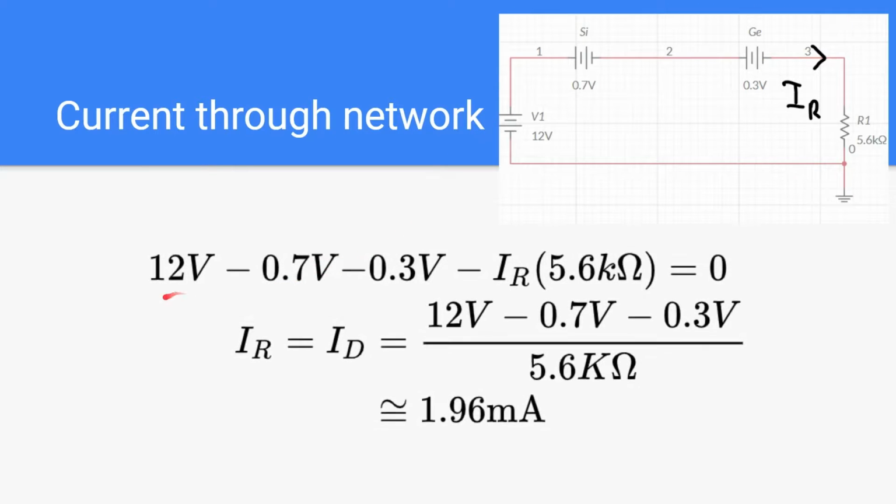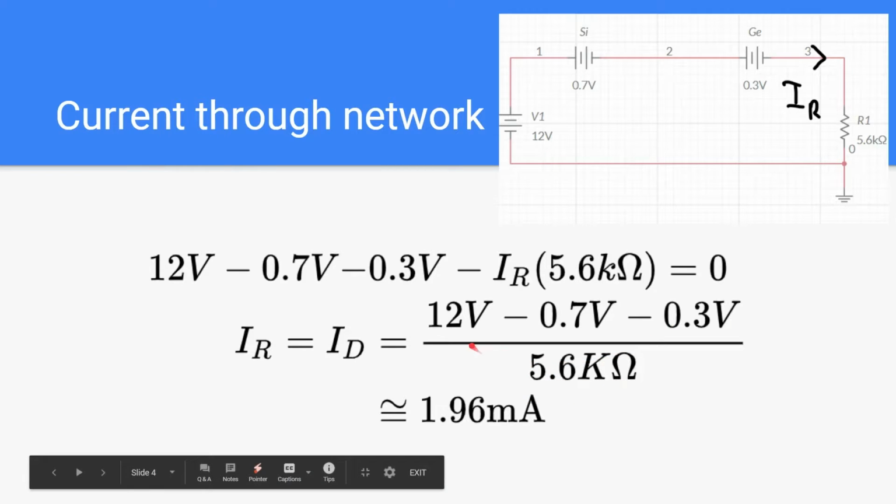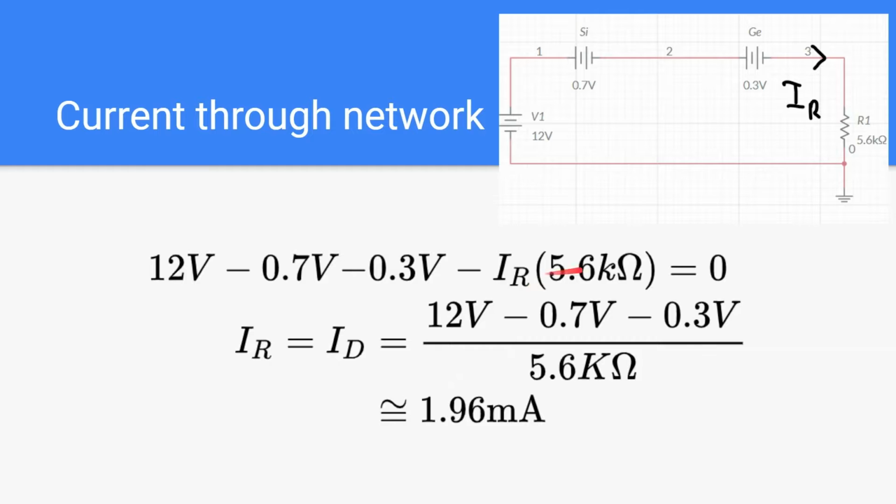Now we can apply the KVL, which is 12 volt minus 0.7 volt minus 0.3 minus the voltage drop across the resistor, which is the current through the resistor times the resistance of the resistor, equal to 0. IR, which is the current through the resistor, which is the same as the current through the diodes as they are in series, is equal to 12 volt minus 0.7 minus 0.3 divided by 5.6 kilo ohm. Now that is approximately equal to 1.96 milliampere. Okay, we have finished calculating the current in the network.